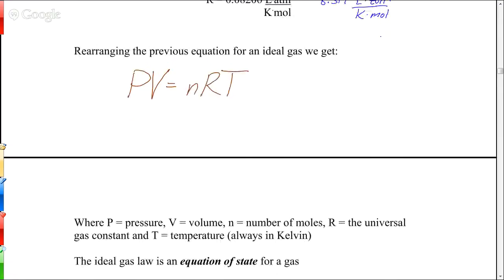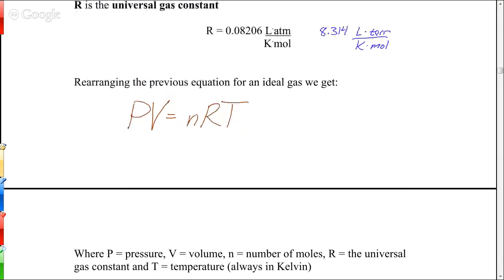So let's review what units we're going to use here. For this particular gas constant, that means that we're going to want our pressure to be in atmospheres, volume to be in liters, moles to be in moles, and temperature to be in Kelvin. If we're going to use the other gas constant, everything's still the same, except the pressure needs to be in torr or millimeters of mercury.